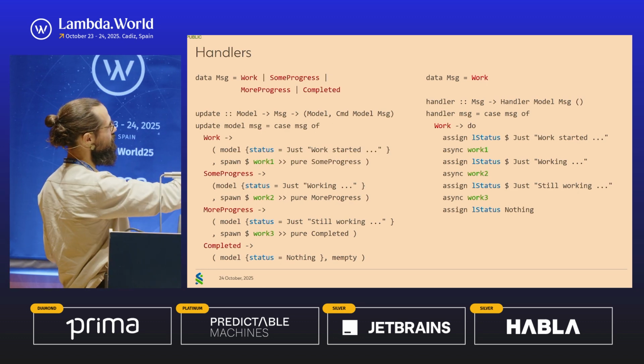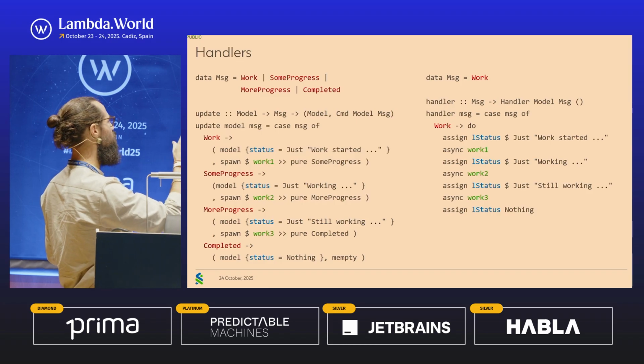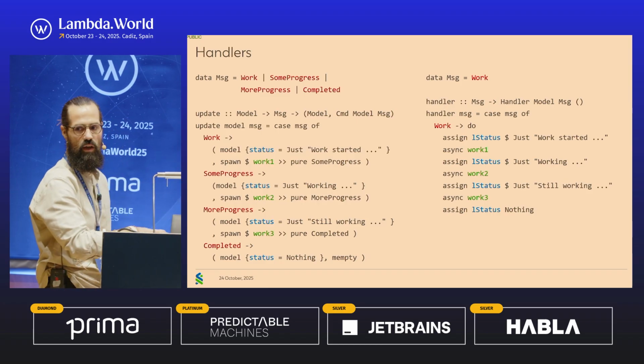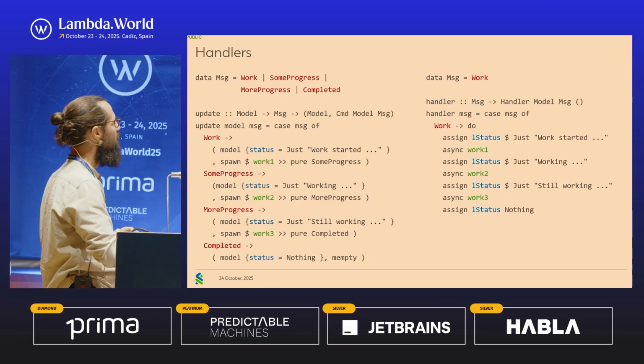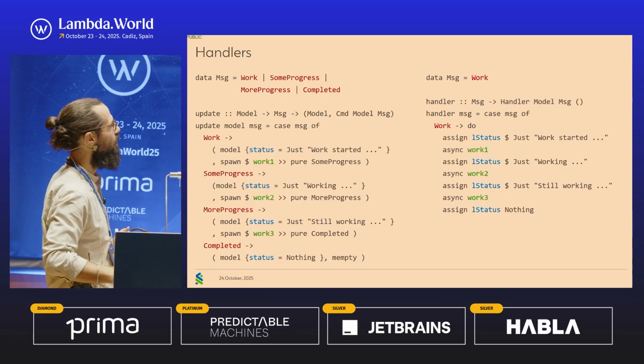Now, notice that this on the right-hand side is, I think, way more readable. It's all linear. You don't need to know about all these messages that are raised and handled all the time. So it's much easier to reason about programs this way.